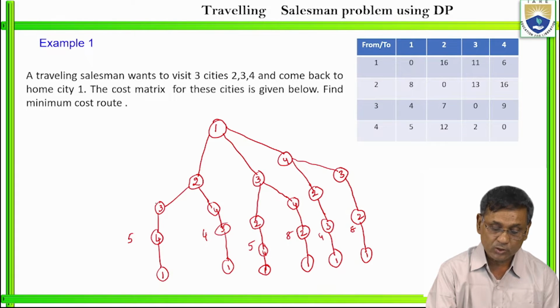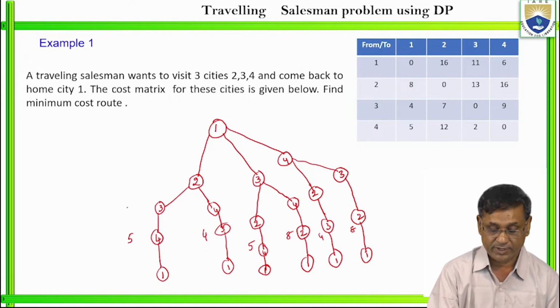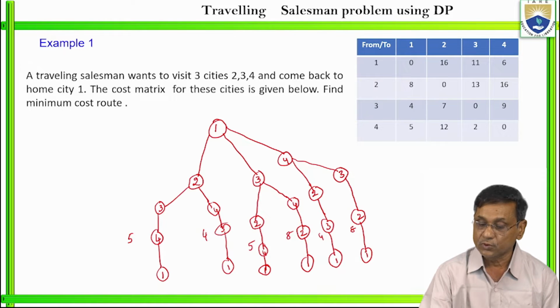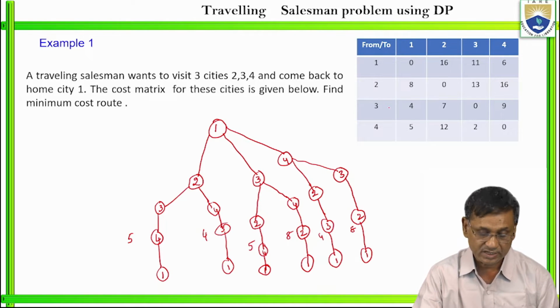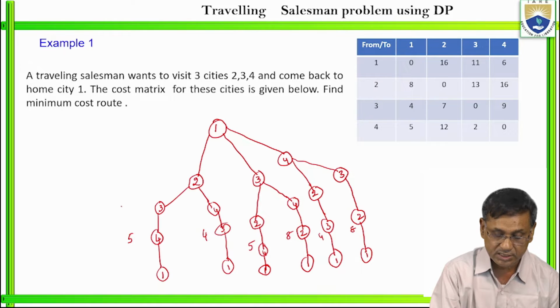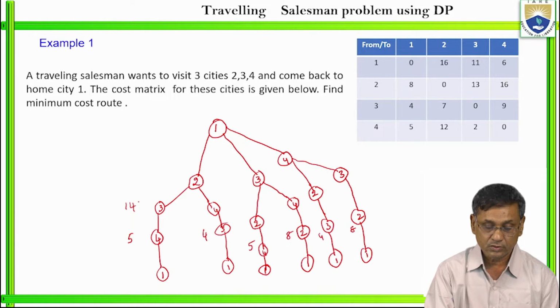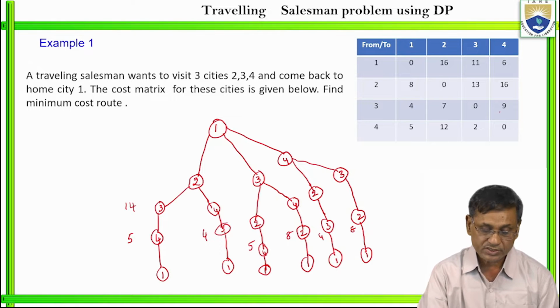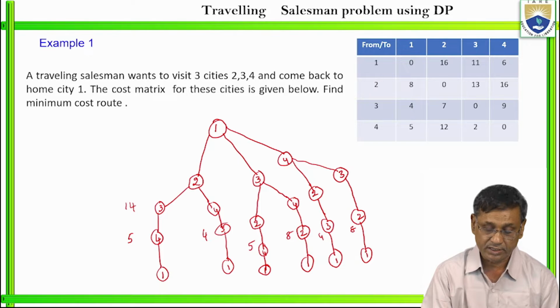suppose if the salesman starts from 3 and going 4 and then come back to 1. In that case, again we can find out the distance. So what is the distance from 3 to 4? 3 to 4 is 9. So this distance is 5 plus 9 is 14.